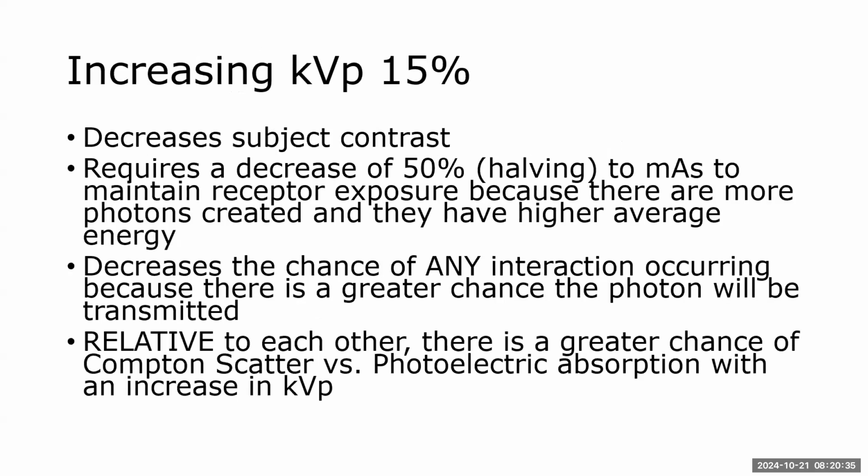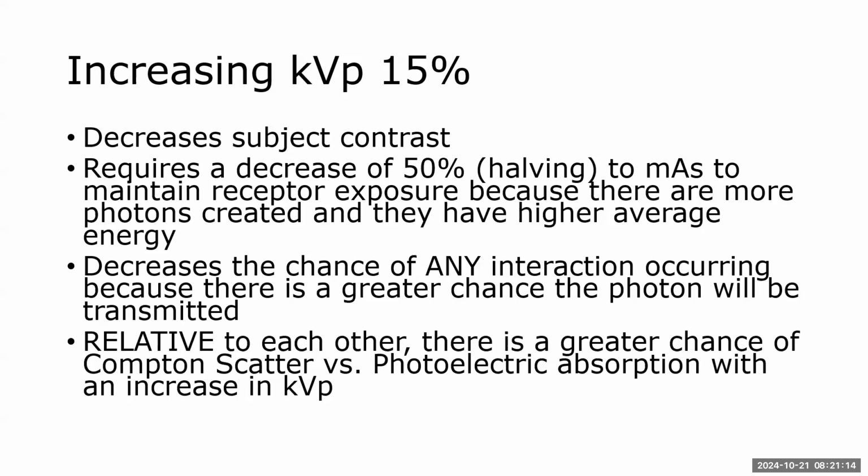So when we increase the kVp 15%, if that's all we do, let's say we just increase the kVp 15% and change nothing else, what would that do to receptor exposure? First of all, would it increase it or decrease it? It's going to increase it, right? By a factor of what? Somebody said it, 2. So if we just increase kVp 15% and don't make a change to the mass to compensate, then we have doubled receptor exposure.